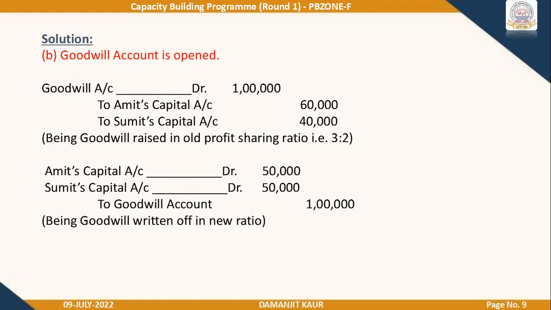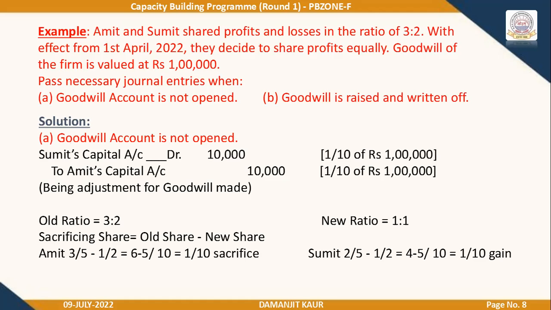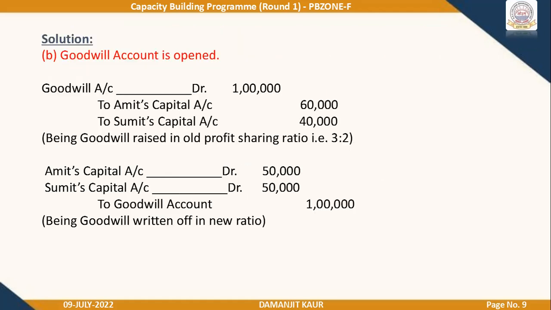If you check it carefully, the gaining partner's capital account is debited with the proportionate gain only. See here, Sumit is gaining with rupees 10,000. And here also, if we check, in the first entry, Sumit is credited with 40,000 and debited with 50,000. That means the net effect on his capital account is a debit of rupees 10,000.